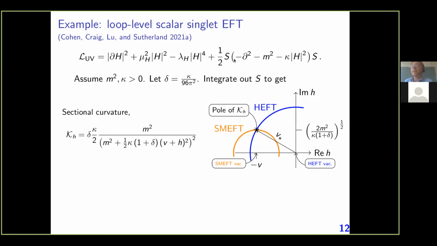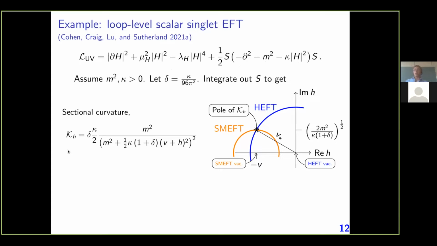And we can integrate out this S at loop level, and generally we're going to get functions correcting the Higgs Lagrangian, which are going to be functions of this Higgs-dependent mass of S, m squared plus kappa mod h squared. So we can do that, and you can see the paper for details. We can calculate a metric and potential in the EFT, and we can use that to calculate this sectional curvature in the h pi directions, which is shown here.